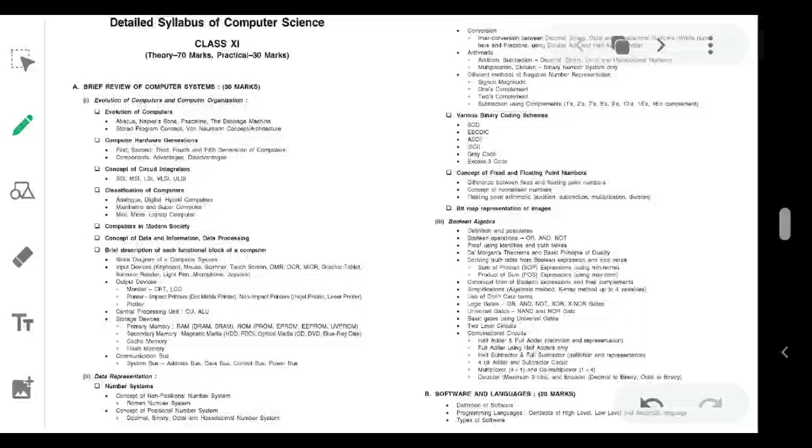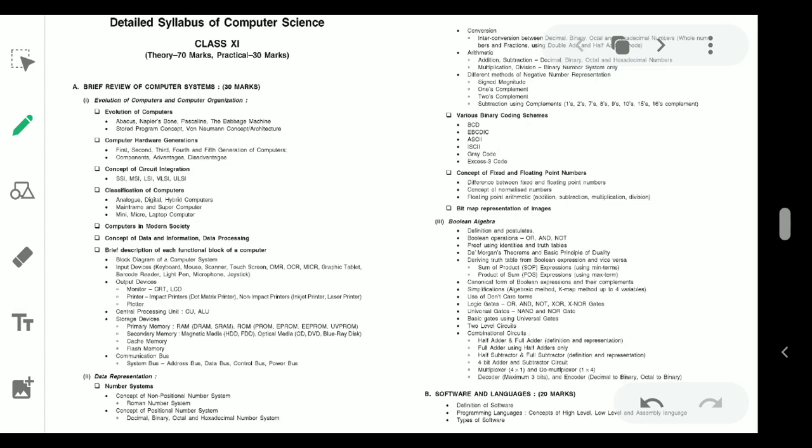Today we will discuss the syllabus first and then we will start the classes. The computer science class 11 syllabus is divided into a theory and a practical part. 70 marks is for theory and 30 marks is for practical. For the practical you have to record all your programs in your laboratory notebook, so that carries 5 marks. We will come to the division of the practical marks later on.